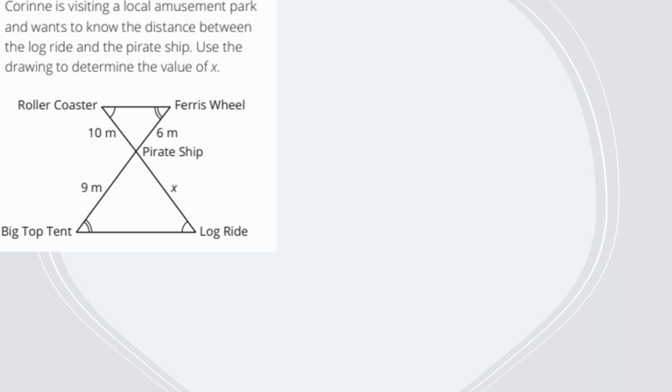Corinne is visiting a local amusement park, and wants to know the distance between the log ride and the pirate ship. Use the drawing to determine the value of x. Now, you guys have seen a problem like this before, right? So let's go through and complete it. If we look here, we have the roller coaster up here, Ferris wheel here. We have the big top tent, log ride.